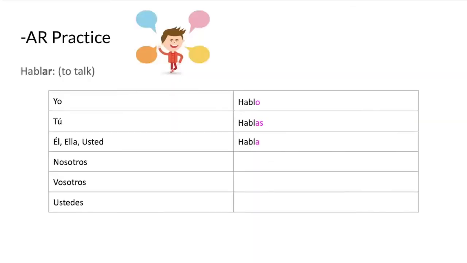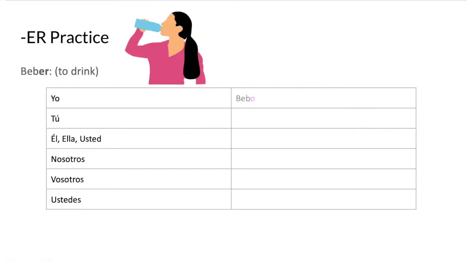So for hablar, which is to talk, the yo form, which is I, goes yo hablo, tú hablas, él, ella, usted habla, nosotros hablamos, vosotros habláis, ustedes hablan. So if you go back to the other slide, if you need, you can see that yo, it ends with the O. And then it's kind of similar for all of these.